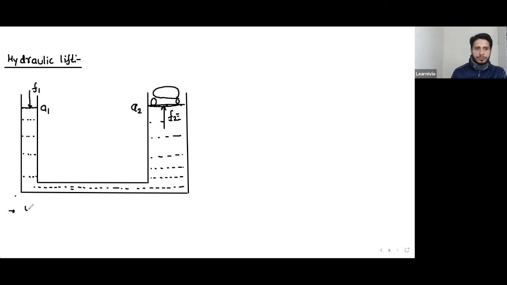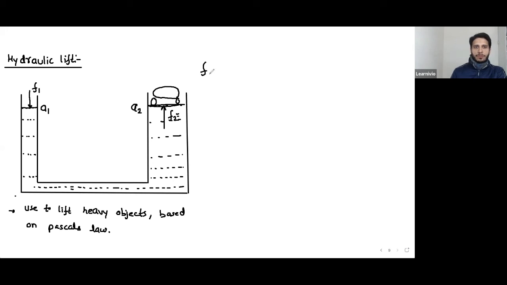It is used to lift heavy objects. This is based on Pascal's law. A simple application of Pascal's law.